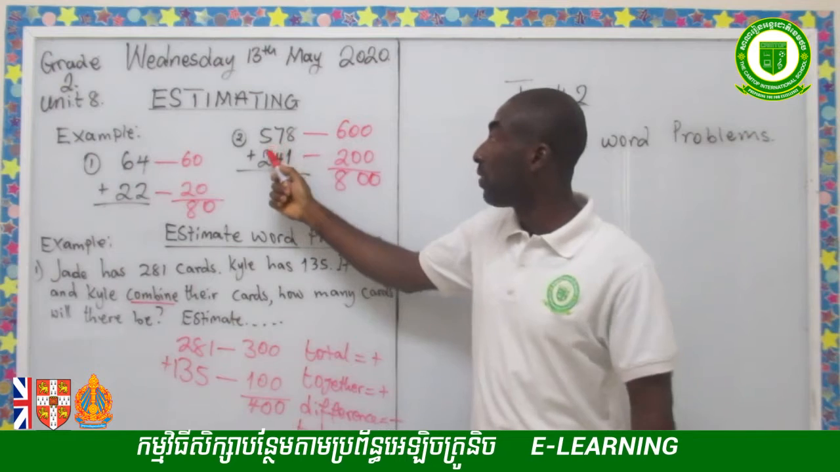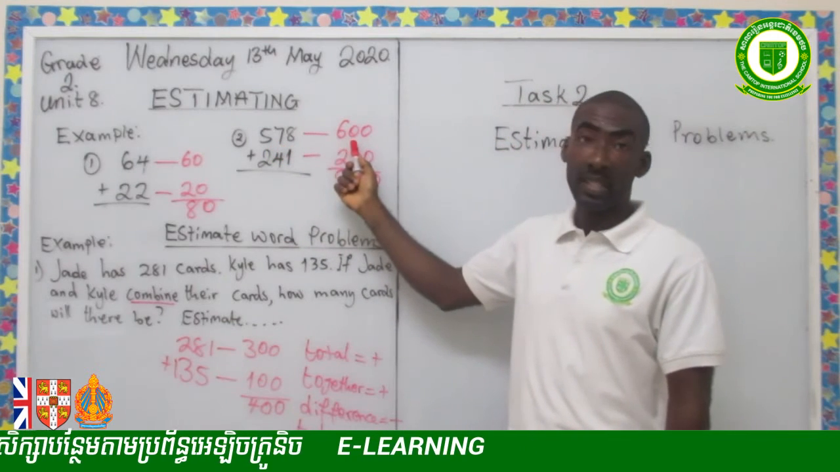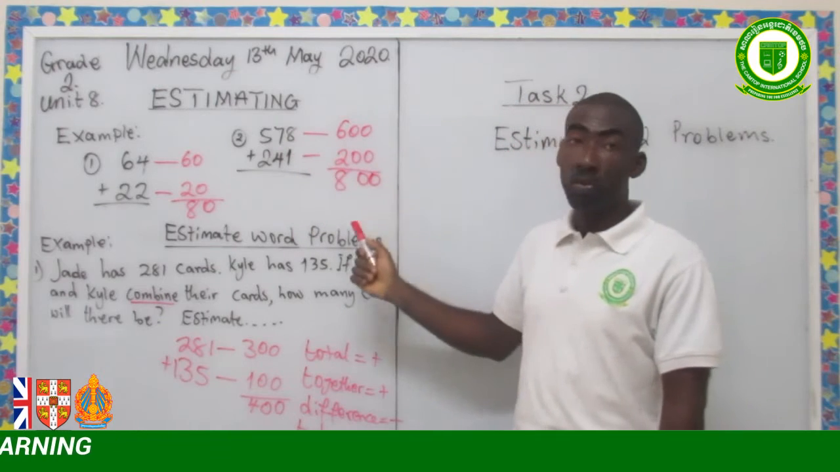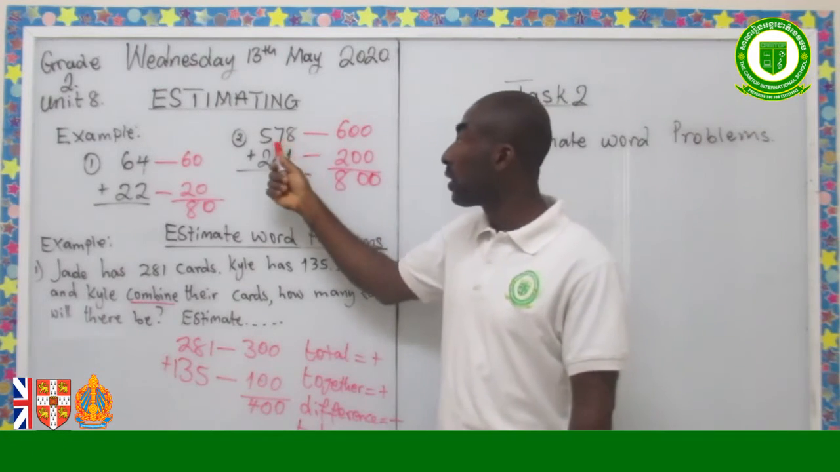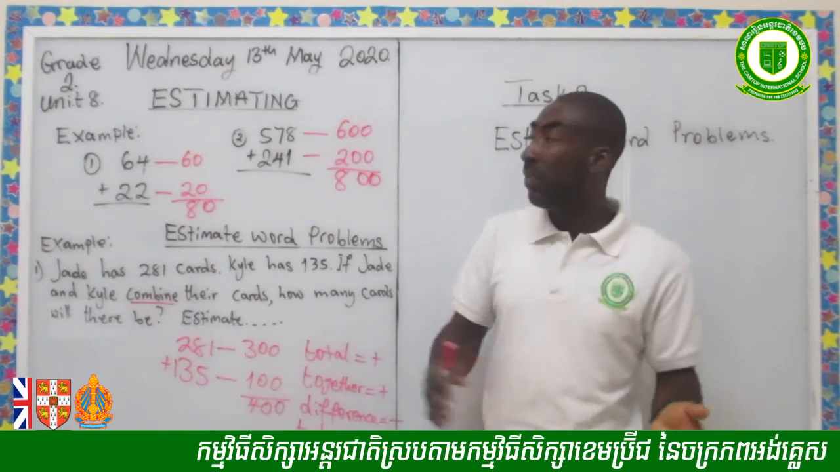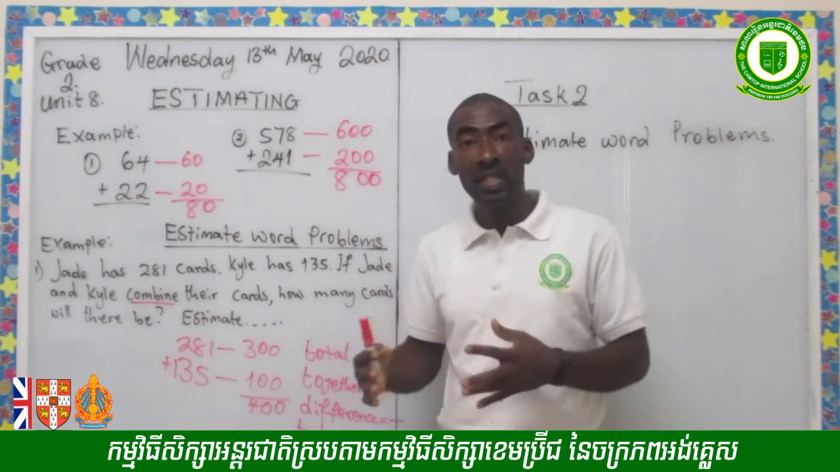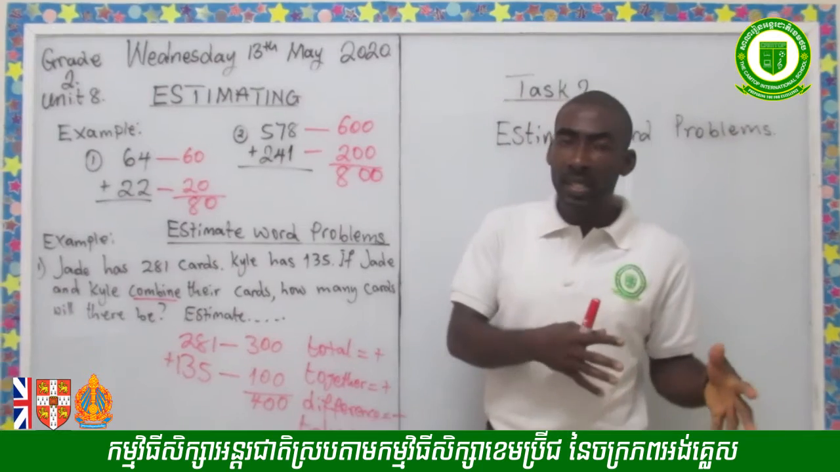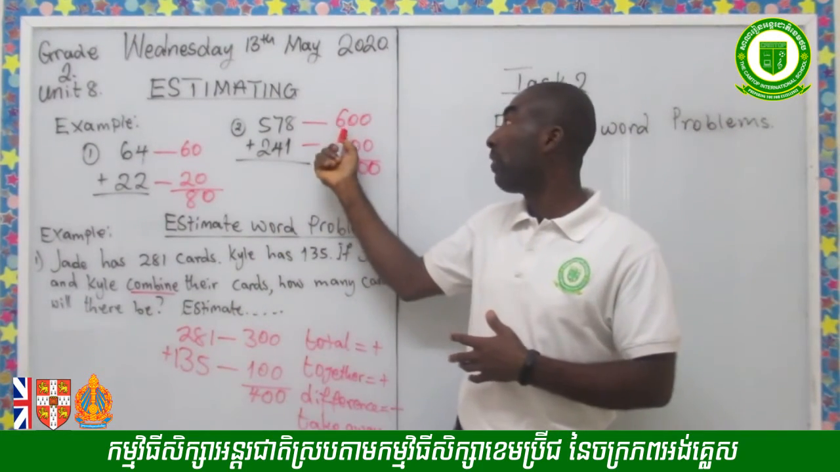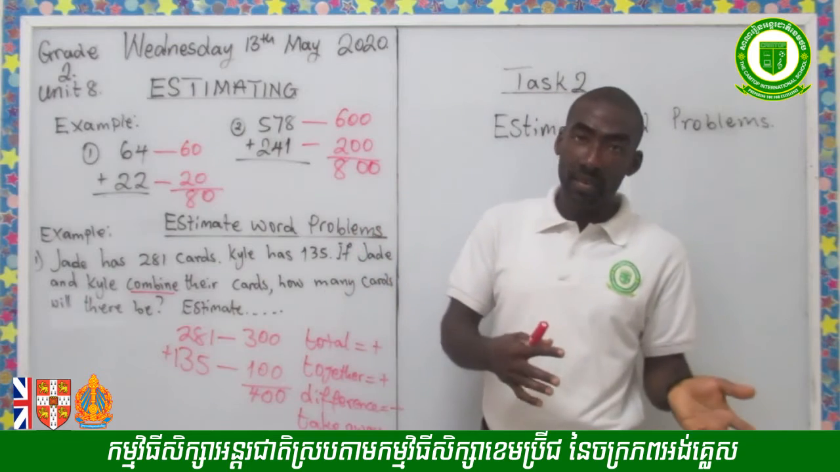So when we estimate 578, we get 600. When we estimate 241, we get 200. Why? Because from 500 to 600, if you have 578, you are very close to 600, more than 500. So your estimated figure should be 600.